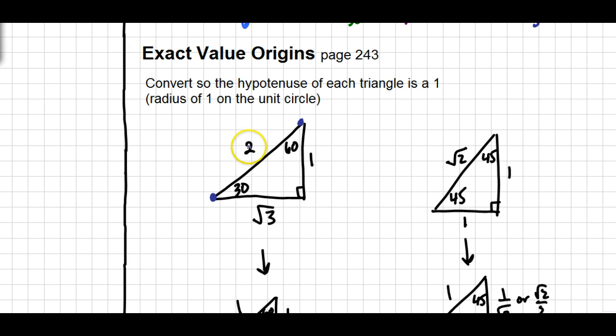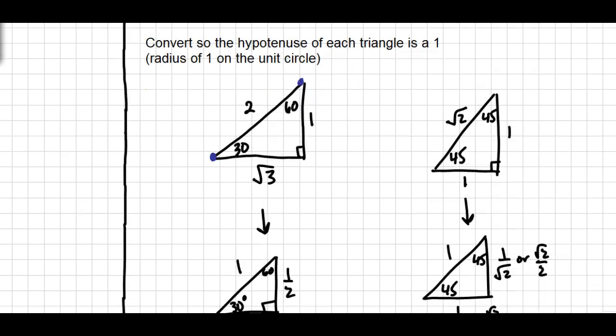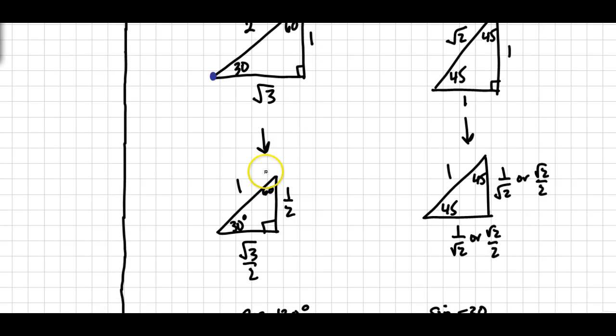So if we need to convert that 2 to a 1, we would simply divide everything here by a 2. So when we do that, we get a 1 for the hypotenuse, a half for the vertical leg, and square root of 3 over 2 for the horizontal leg. So we're going to put that on the unit circle here momentarily.